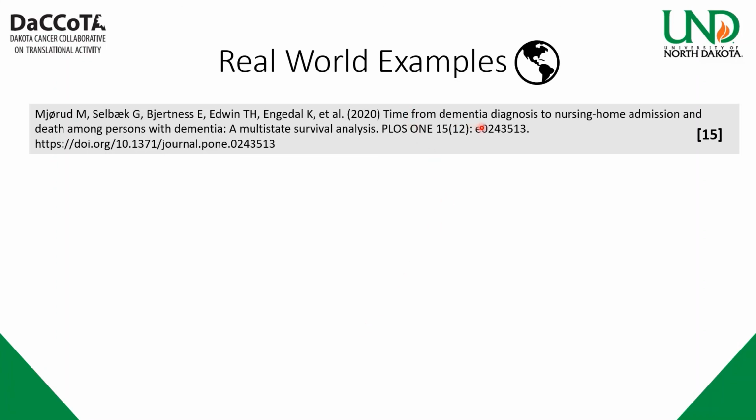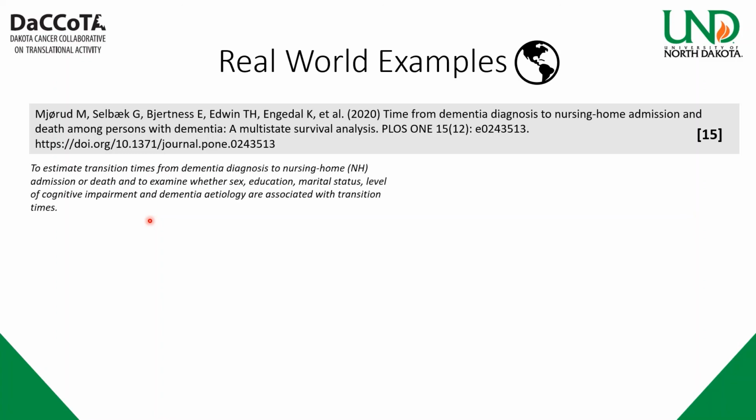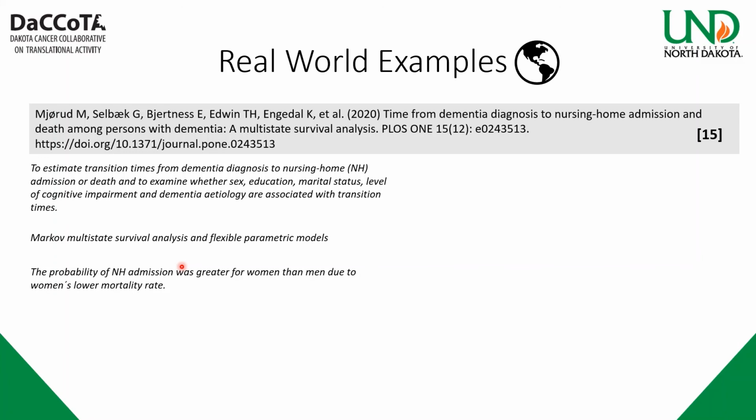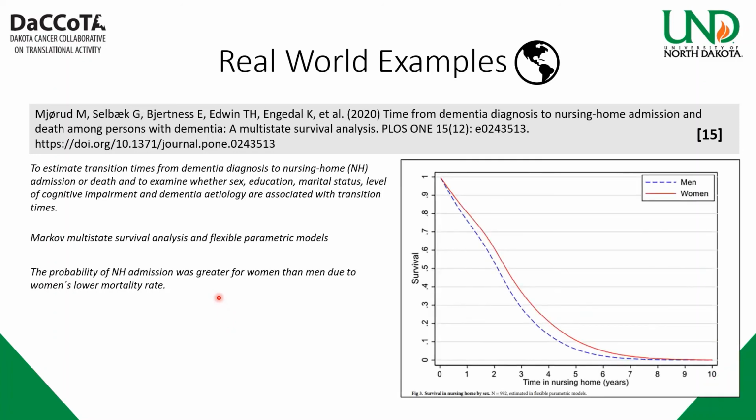Okay, turning to another paper. This is time from dementia diagnosis to nursing home admission and death among persons with dementia, a multi-state survival analysis. They looked at transition time from dementia to nursing home admission or death, and then looked at different covariates. The main thing here is they did Markov multi-state survival analysis with Flexsurv parametric. This is the parametric version, which we'll look at more. Another thing they found is the probability of nursing home admission was greater for women than men due to women's lower mortality rate. The key point I want to take home from here is you see these smooth survival functions, and that women had better survival in a nursing home than men because they had overall higher survival.